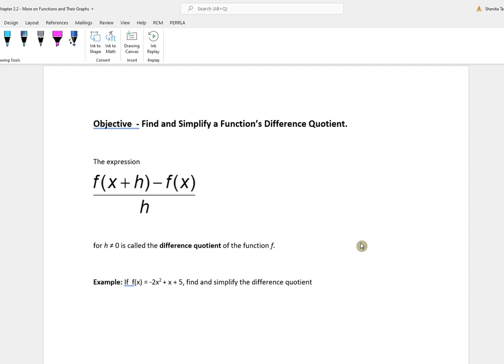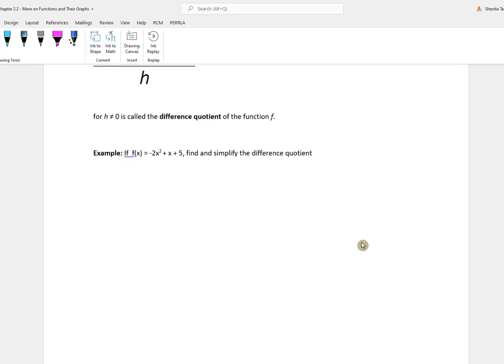So the difference quotient is f of x plus h minus f of x, divided by h. H cannot be equal to 0. So what you're going to do is you're going to have an equation or a function. F of x is equal to negative 2x squared plus x plus 5. We're going to find and simplify the difference quotient.